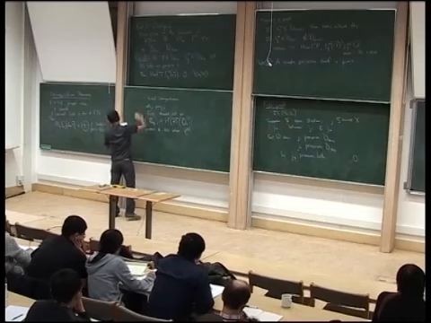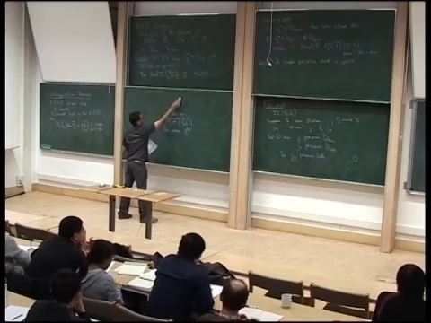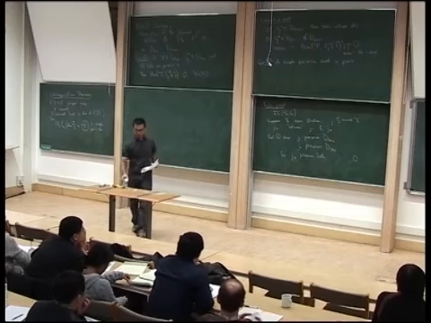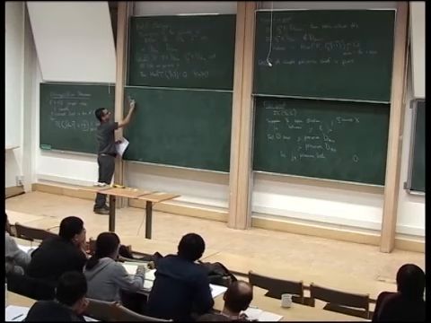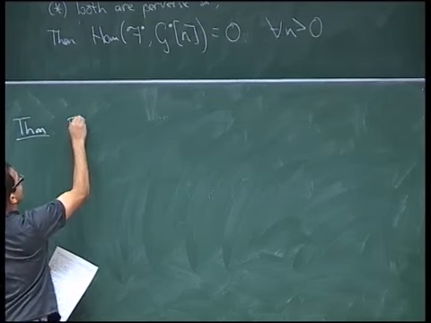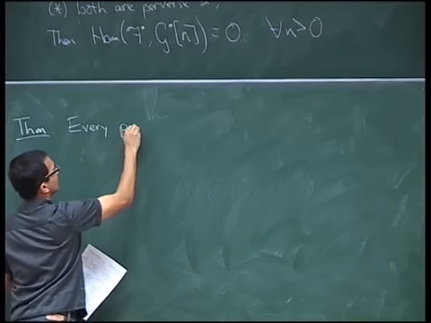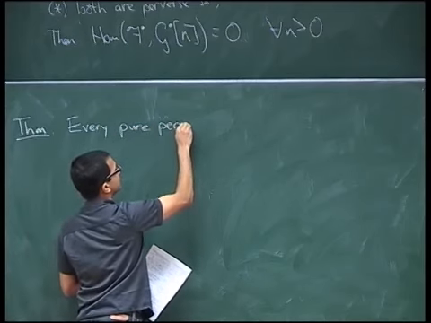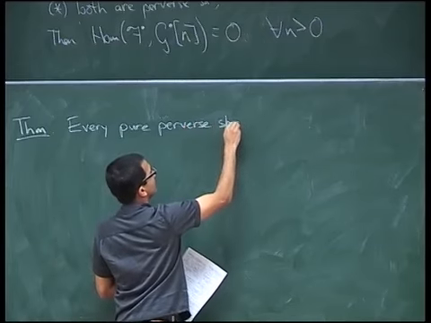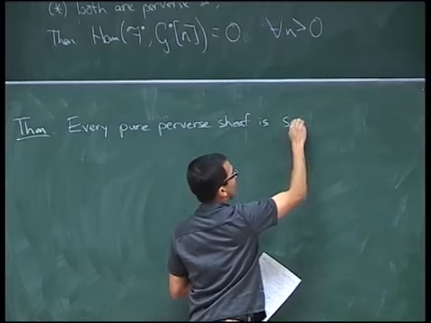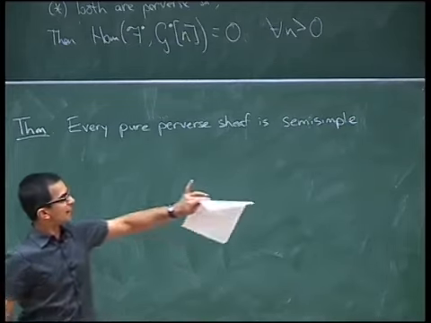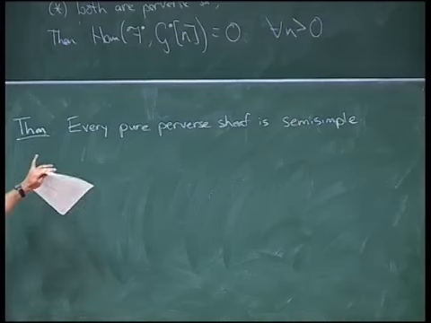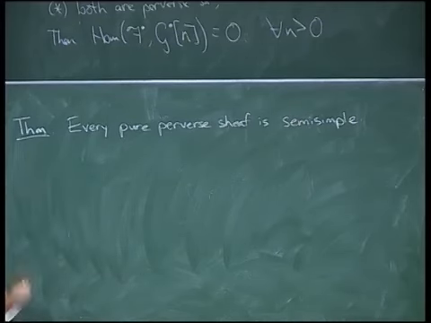Okay, so here's an actual theorem. Every pure perverse sheaf is semi-simple, and I mean, modulo all the facts and stuff that I wrote down without proof, we can actually do the proof of this theorem. And this is somehow half of the decomposition theorem.